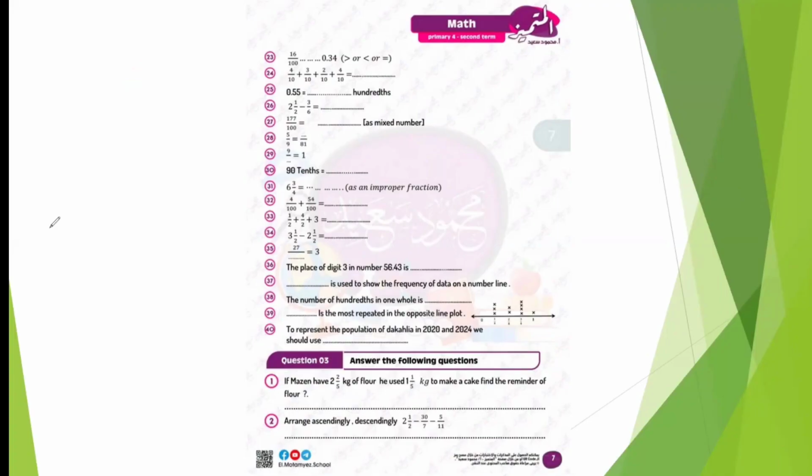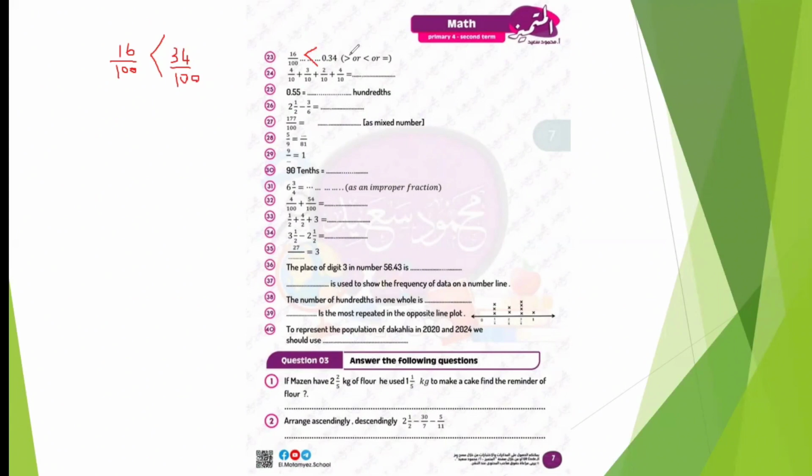23. Compare 16 out of 100 or 34 hundredths. I can write 34 hundredths as a fraction. It will be 34 out of 100. If I have the same denominator, we compare the numerators. 34 is bigger than 16, so 0.34 is bigger than 16 out of 100.